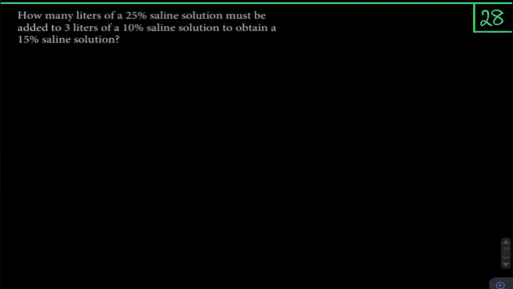Problem 28 is a little bit tricky. It says: how many liters of a 25% saline solution must be added to 3 liters of a 10% saline solution to obtain a 15% saline solution.